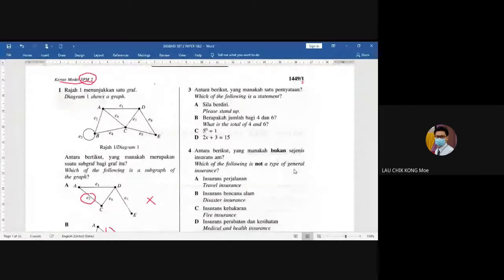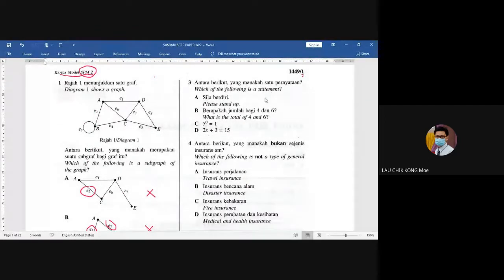Okay, question number 3. Which of the following is a statement? Number 3. Which one is a statement? Statement, sekejap saya tengok. 5 power of 0 equals to 1, this one is a statement. Statement means either true or false. For example, D, 2S plus 3 equal to 15, we can't determine true or false because we don't know what the S is. Maybe the S is apple, orange, we don't know, right? Question mark, so not a statement.